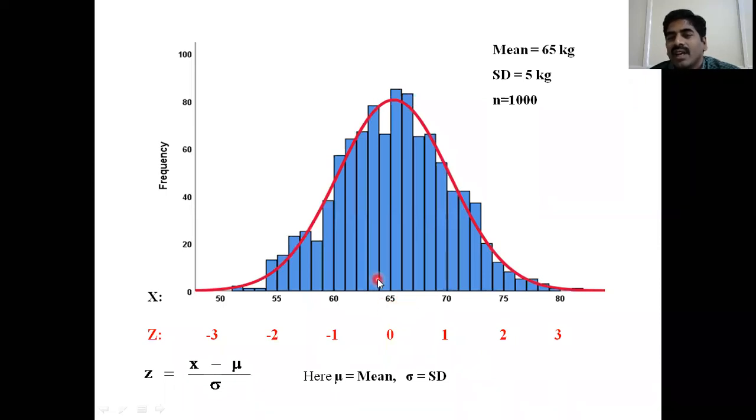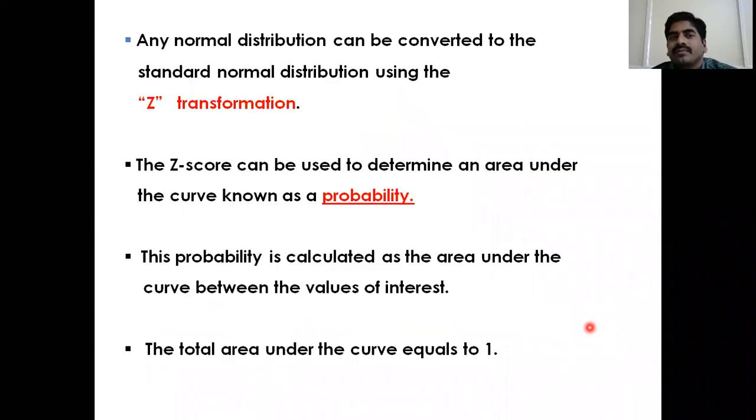First, we have to convert all normal distributions into the standard normal distribution by using this formula. Then you will always get these values on the x-axis. Then by using that standard normal distribution table, we can find the area between two ordinates. This is the concept of standard normal distribution. I will show you an example.